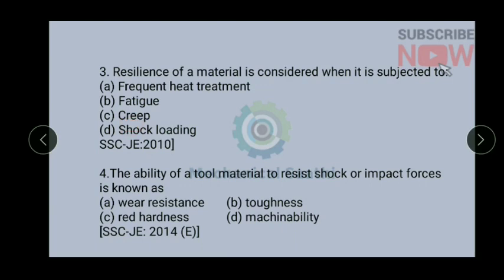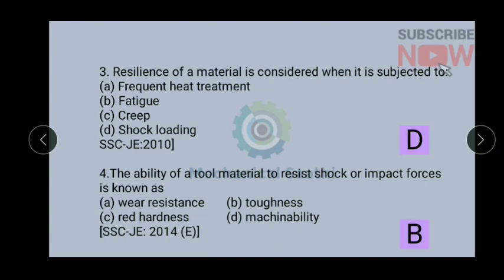Then moving towards question number 4: the ability of a tool material to resist shock or impact forces is known as what? That is known as toughness. So here option B can be the answer. Let us check all the options: A is wear resistance, C is red hardness, and D is machinability. So the correct answer will be option B.